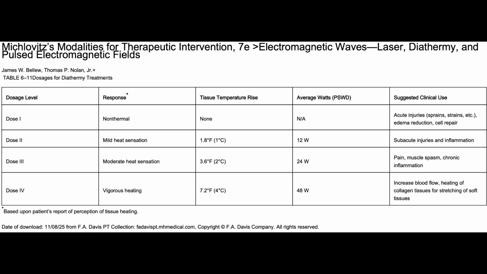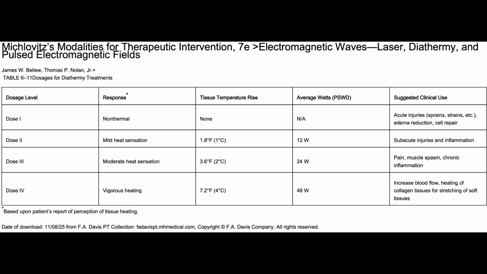Dose 2 has mild heat sensation. It increases the temperature of the tissue by 1.8 degrees Fahrenheit or 1 degree Celsius. It is at 12 watts, and it is used for subacute injuries and inflammation.